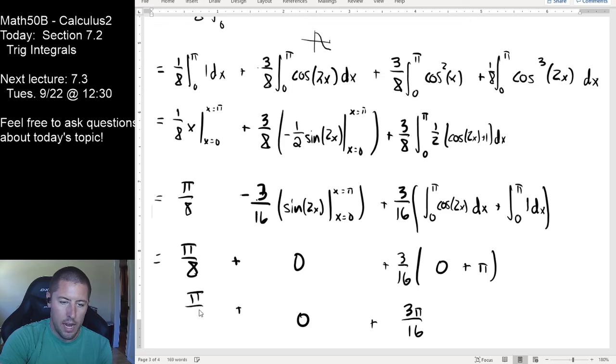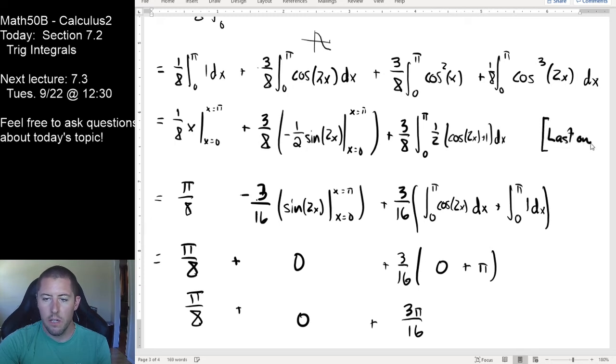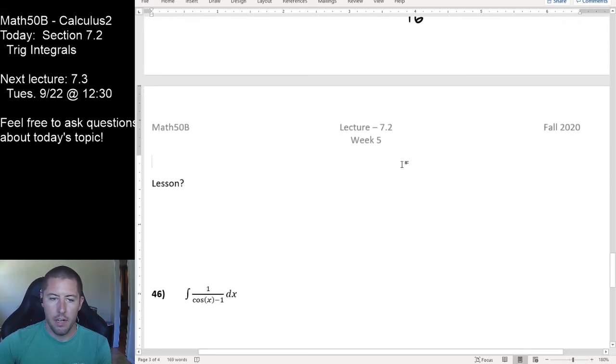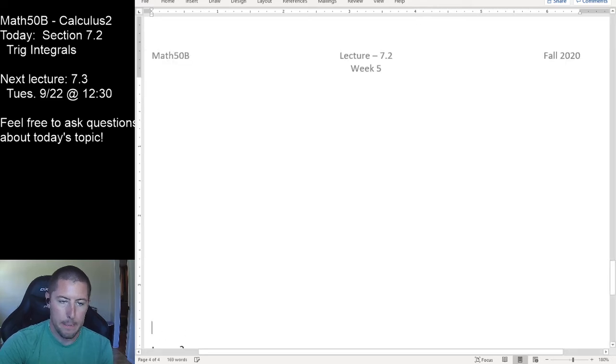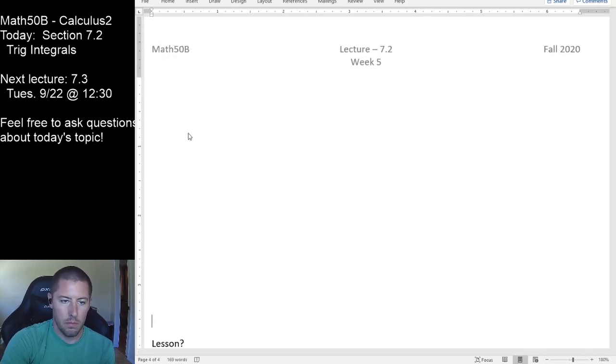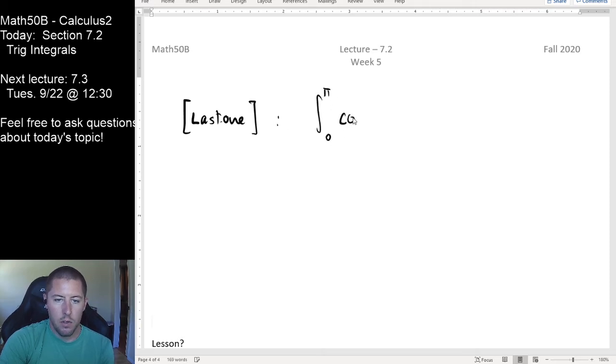So all we need to do is work out the last one, and we are good to go. We just need to do this guy right here. Let me just do this. I'm going to just call it last one in a box right there. And let's just come down here and do last one. That was the integral from 0 to pi of cosine cubed of x dx.